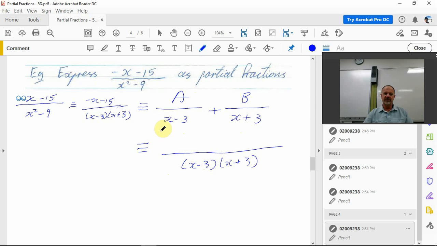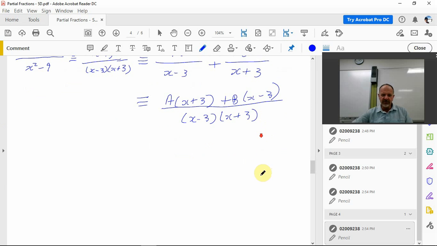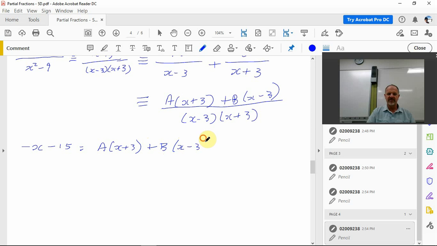So I'm going to multiply top and bottom on this one here by x plus 3. Top and bottom here by x take 3. And then for those fractions to be equivalent, then negative x minus 15 is equal to a(x plus 3) plus b(x take 3).